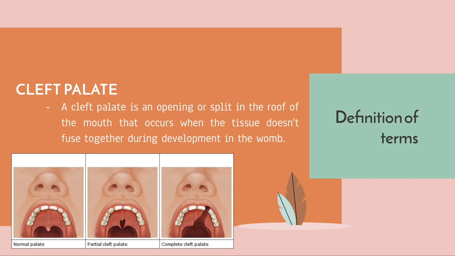So as you can see in the picture, the leftmost picture shows a normal palate. The middle picture presents a partial cleft palate, which does not go all the way through the border of the mouth or the teeth. And the rightmost picture is a complete cleft palate. So again, it is an opening in the roof of the mouth with a midline fissure of the palate that results from failure of the two sides to fuse.